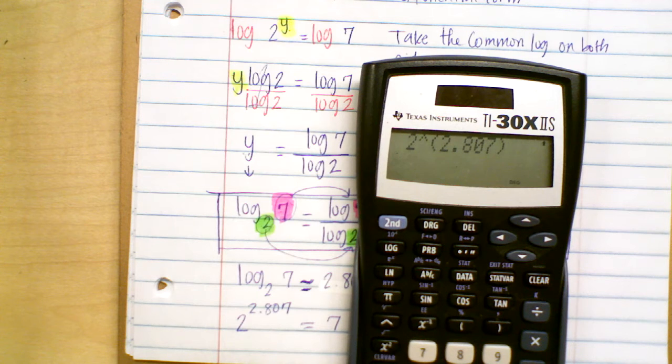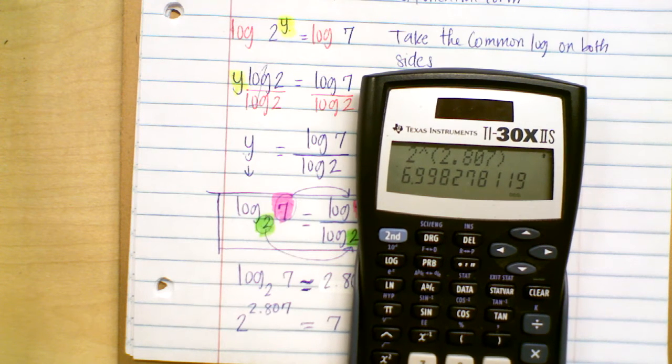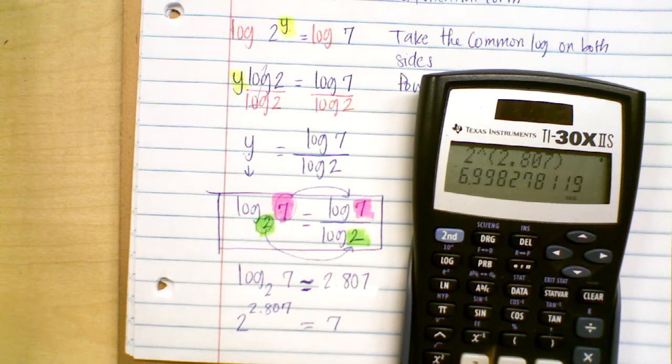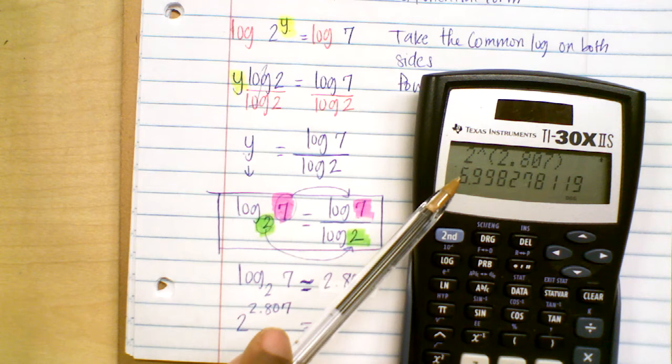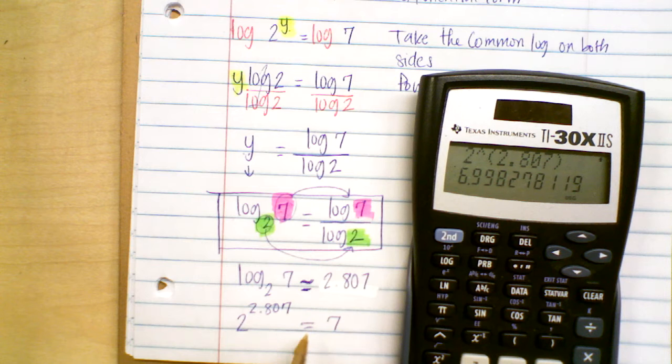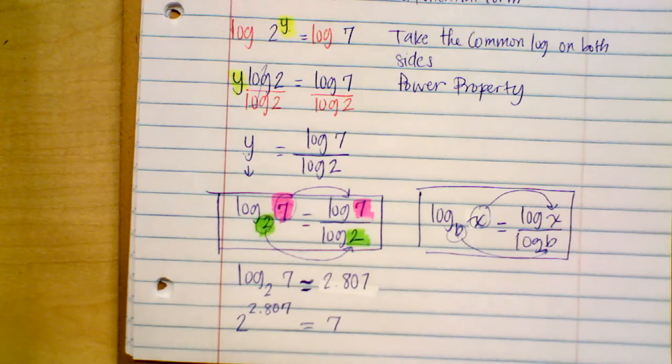So we see here that the answer is 6.998, which is close to 7. That's why if you use 2 digits, it would be a little bit off, and that's why I say use 3 decimal places after the period. Okay, so that's the answer.